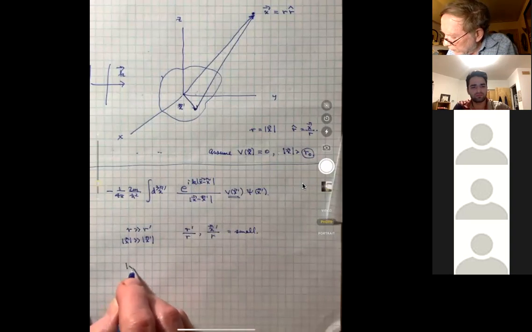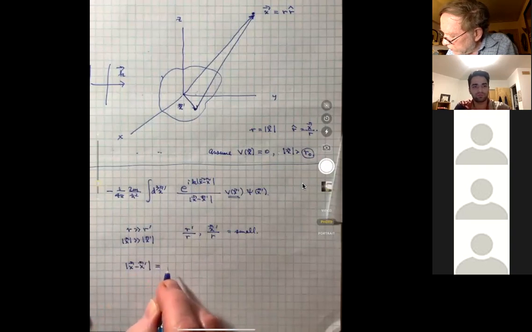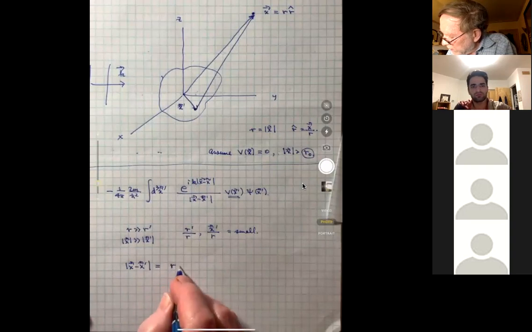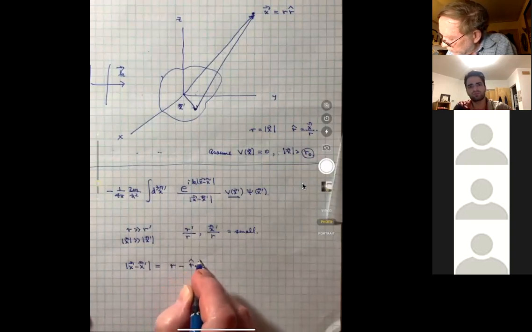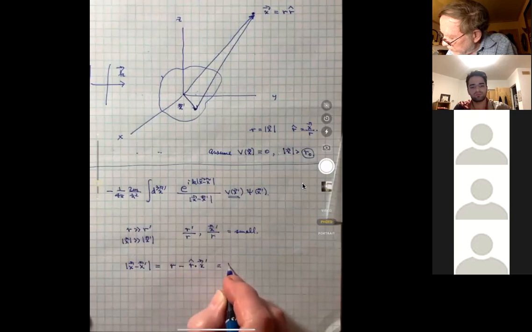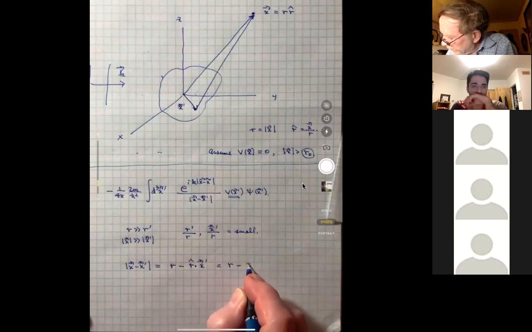Let's start with the absolute value of x minus x prime. If we do this expansion, if x prime is equal to 0, what we just get is r itself. The first correction term turns out to be minus r hat dotted into x prime, like so, which can also be written as x vector dotted into x prime vector divided by r, like so.